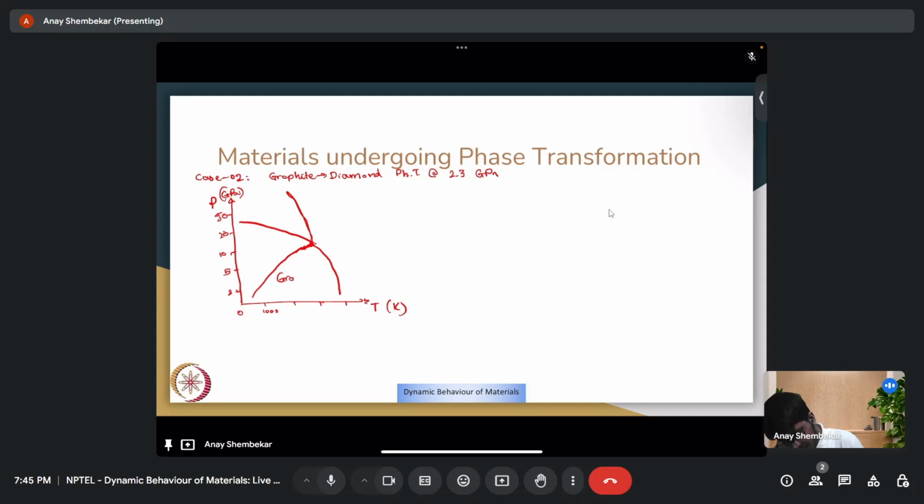this portion is graphite. Values are indicative, so maybe up or down. Have to see. This portion is diamond, and there is an intermediate portion which is diamond plus metastable graphite. Right. So what we see here is phase transformation begins at 2.3 GPa.